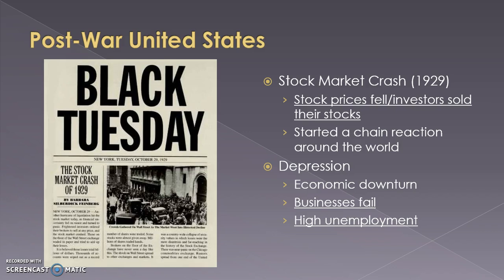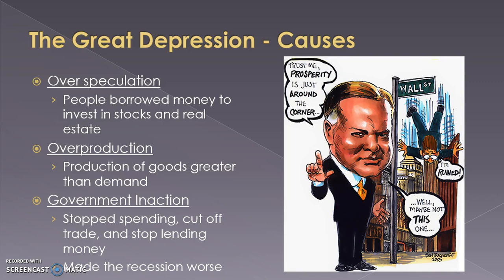The Depression followed the stock market crash, and this is an economic downturn, a really bad recession, and during a recession we see a lot of businesses close down, including banks, and that leads to very high unemployment. So several things caused the Depression to happen. First, there's over-speculation. People borrowed money in order to invest in stocks and real estate, and so when their investments failed, they weren't able to pay back those debts.